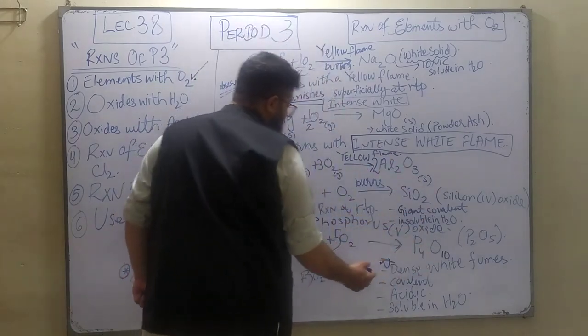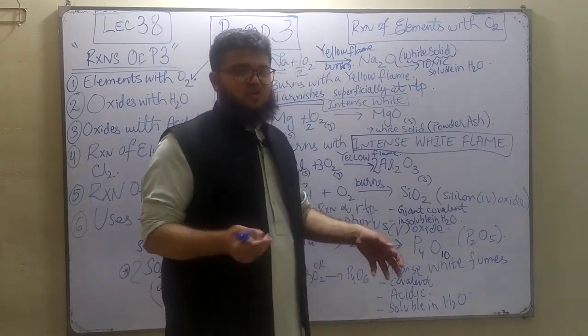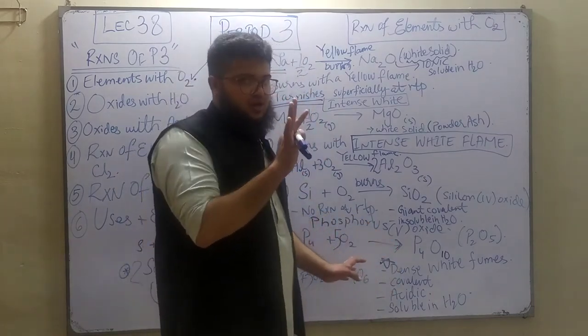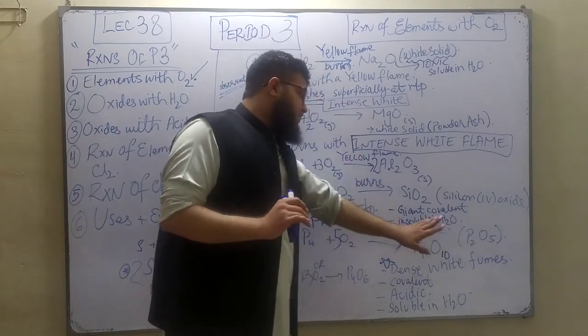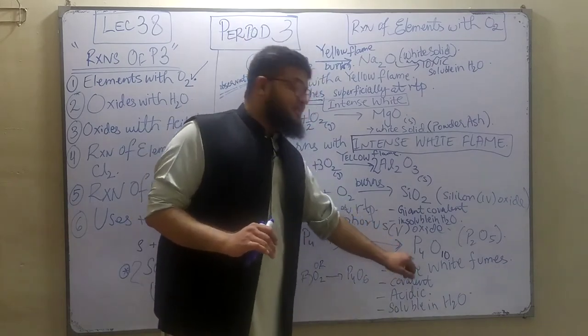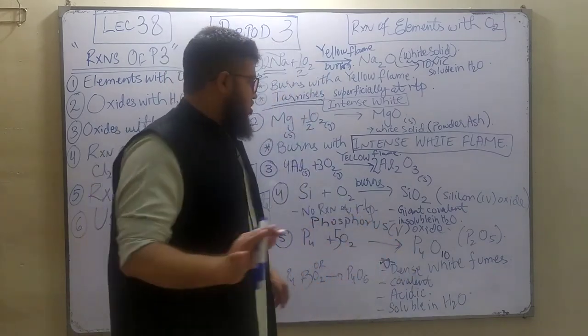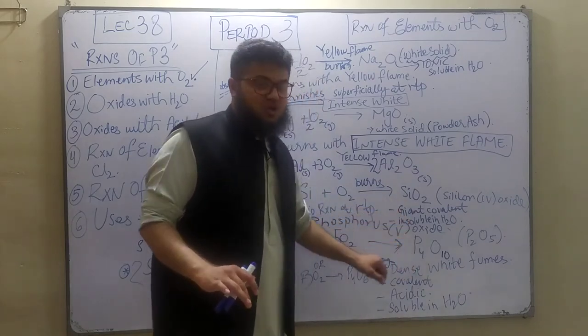When this reaction occurs, it will burn with a yellowish white flame, again yellowish white. Not a different flame color, but dense white fumes would be observed. This is an acidic oxide, and this has a simple molecular structure. Not a giant covalent structure like SiO2. It has a simple covalent structure.